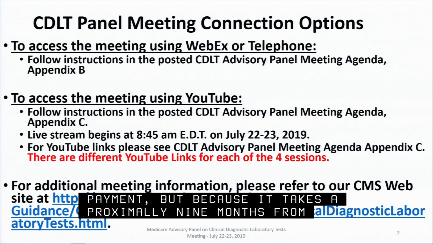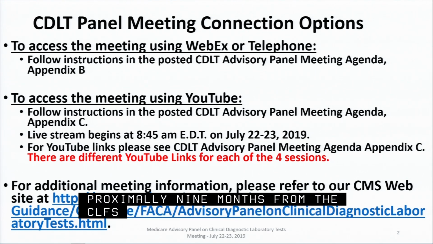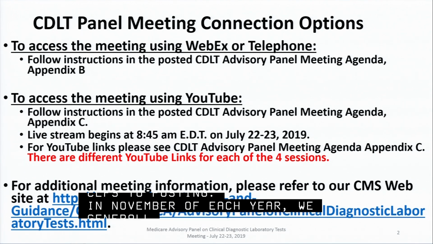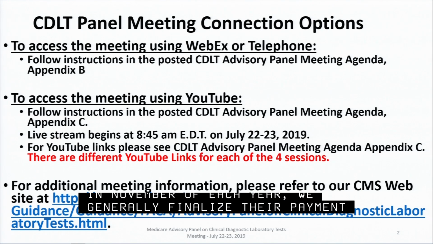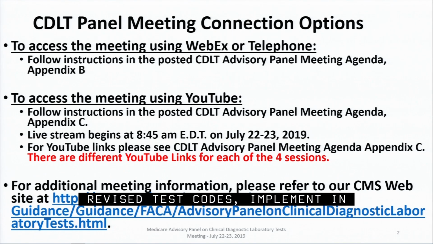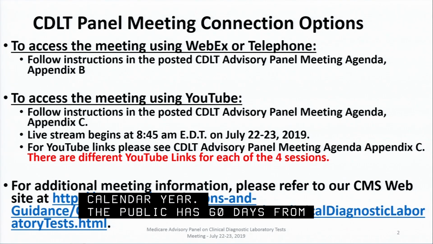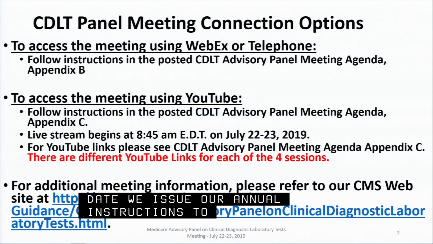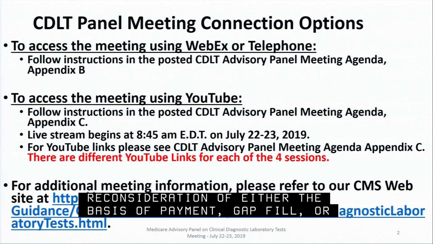In November of each year, we generally finalize the basis of payment for new and substantially revised test codes and the amount of payment through the annual CMS instruction implementing the updated CLFS for the next calendar year. The public has an additional 60 days from the date we issue our annual instruction, or in essence, the final payment determination, to request reconsideration of either the basis of payment, gap fill or crosswalk, or the amount of payment for a new and substantially revised test code.